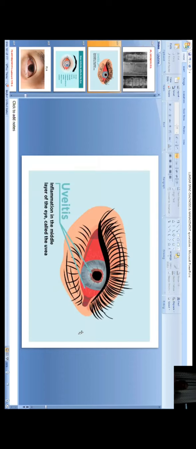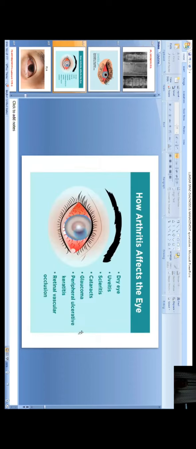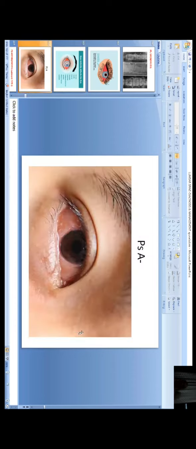Syndesmophytosis. This is uveitis, affecting the uvea. How arthritis affects the eyes: dry eyes, uveitis, scleritis, cataracts, glaucoma, peripheral ulcerative keratitis. These kinds of eye disorders can also be clubbed with serious rheumatological illness.